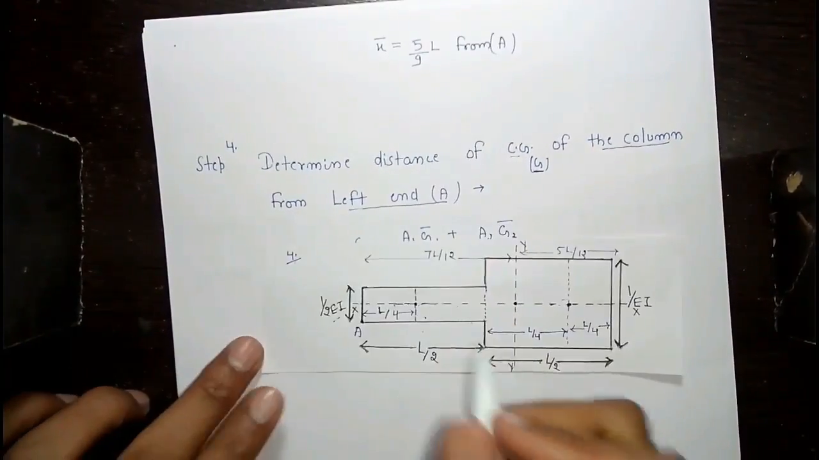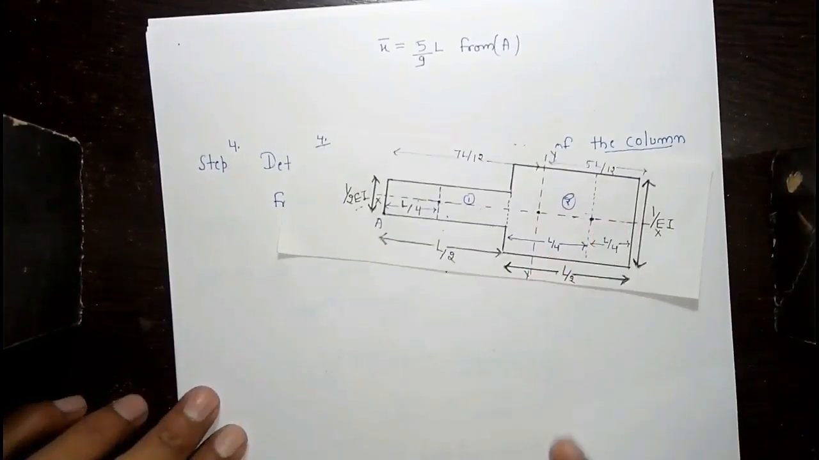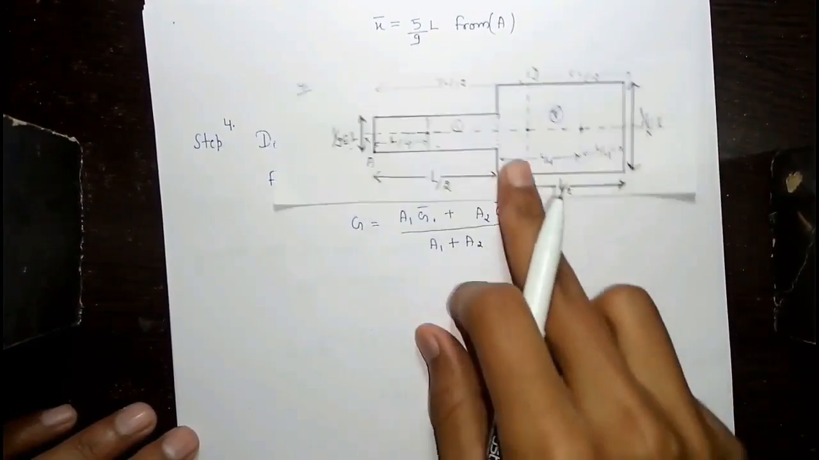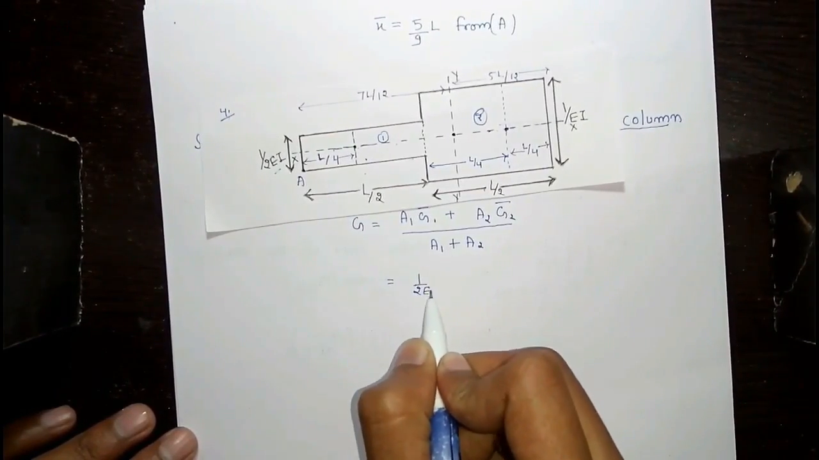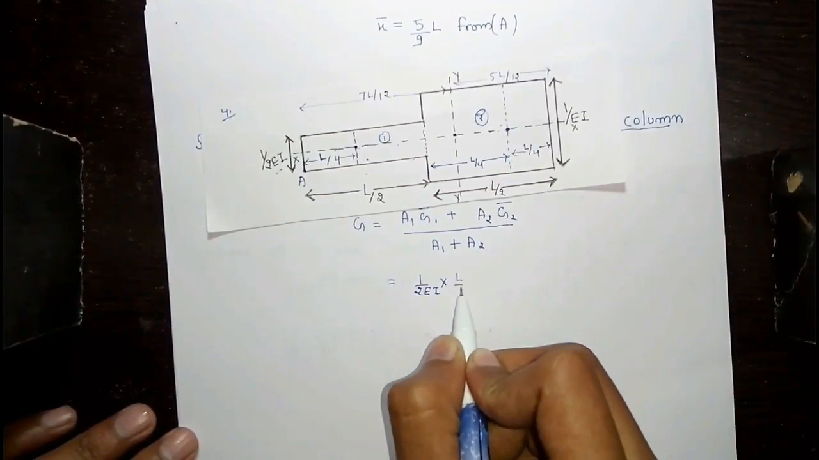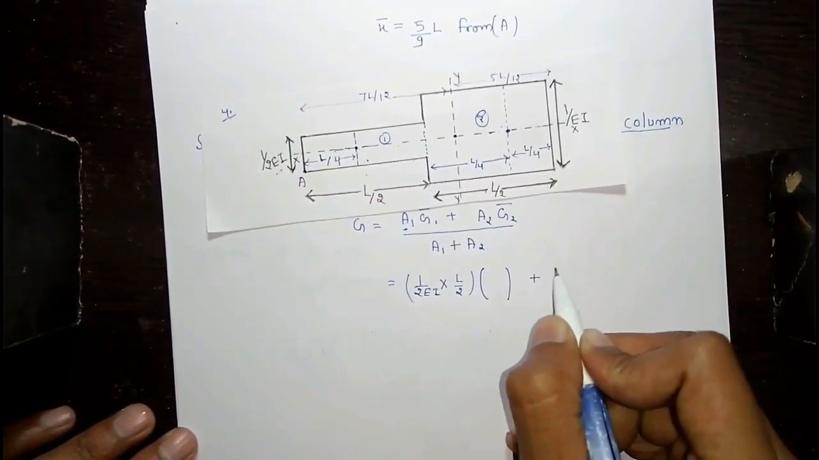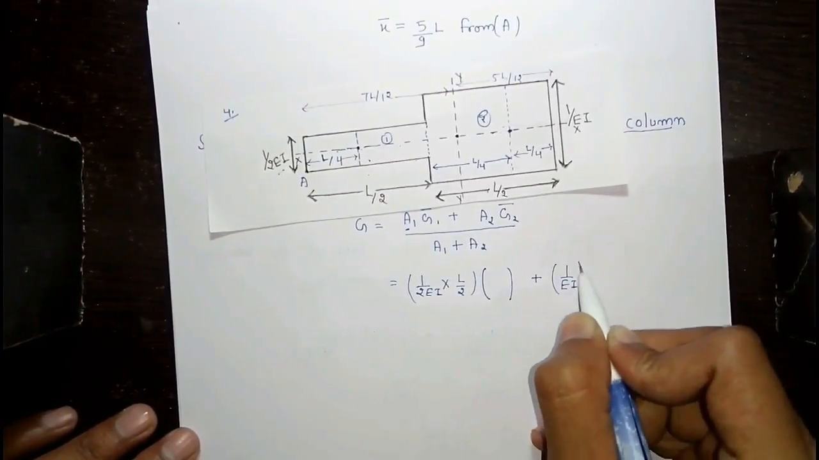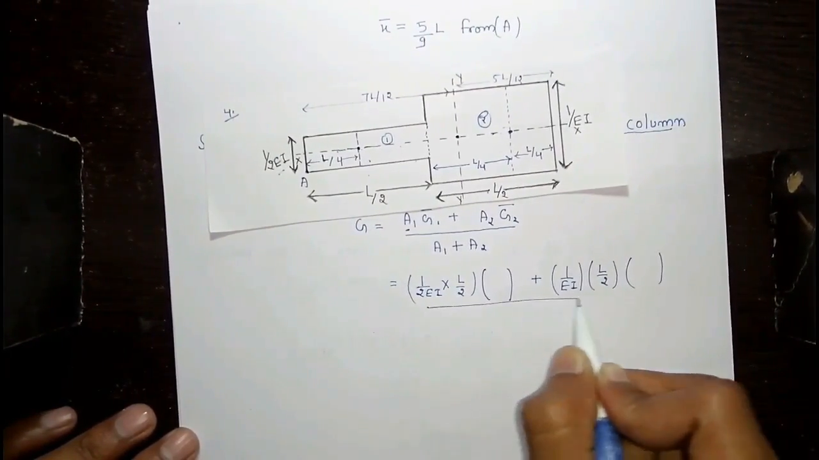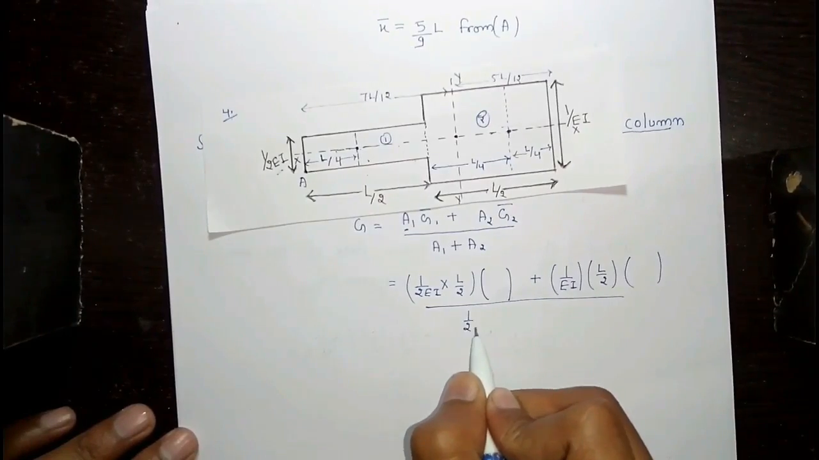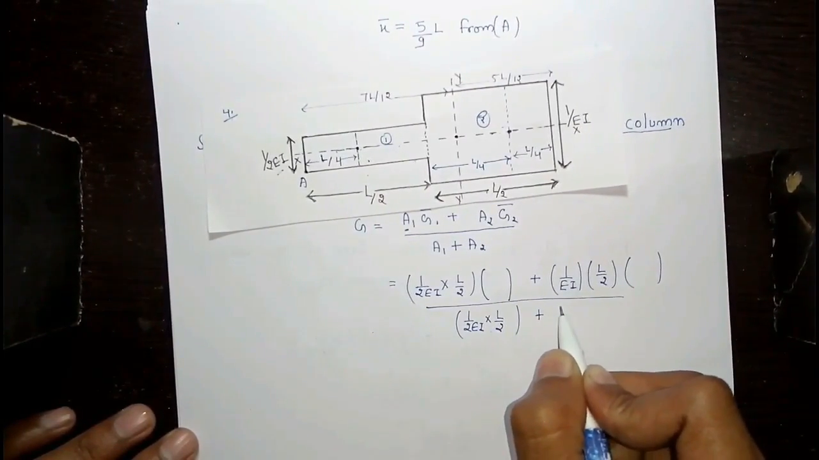Now there are two rectangles, rectangle 1 and rectangle 2. The area of the first rectangle will be length into width, 1 by 2 EI into L by 2, plus the area of rectangle 2, which is 1 by EI into L by 2. Now again A1 plus A2.